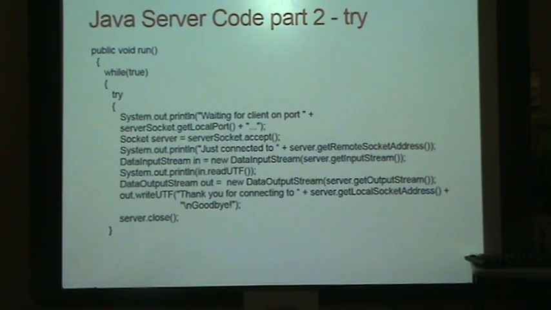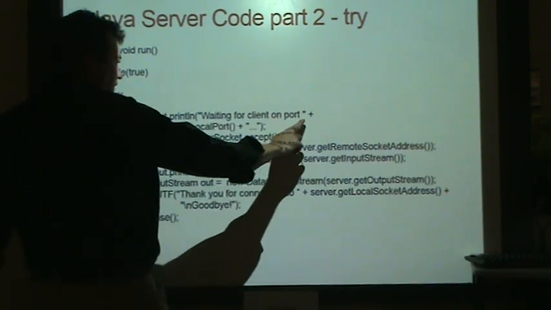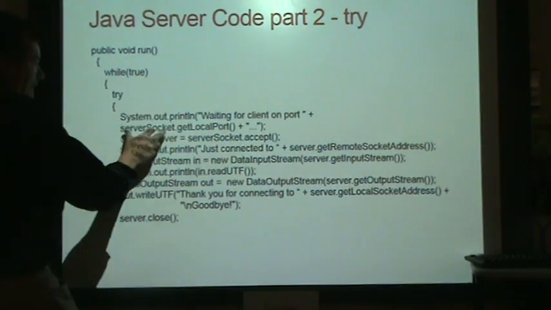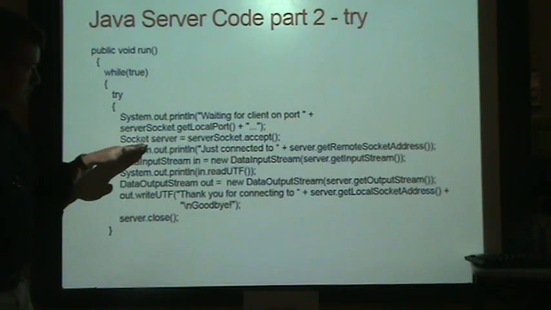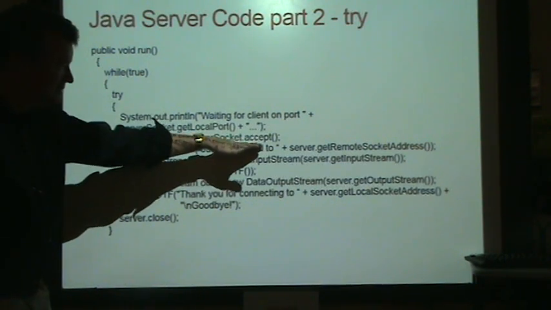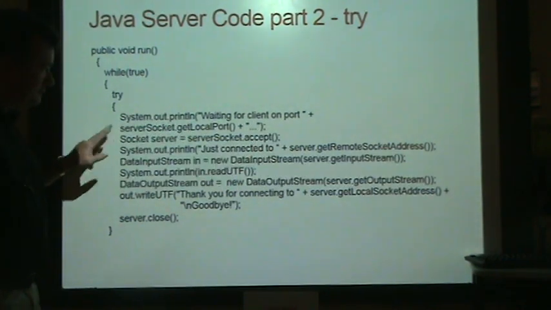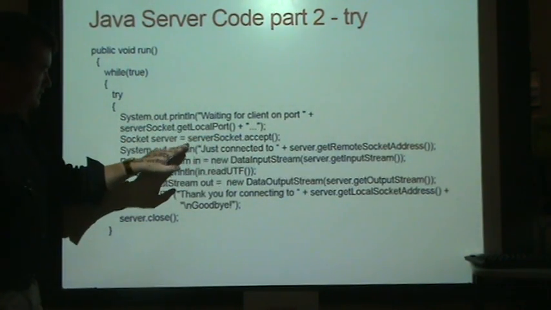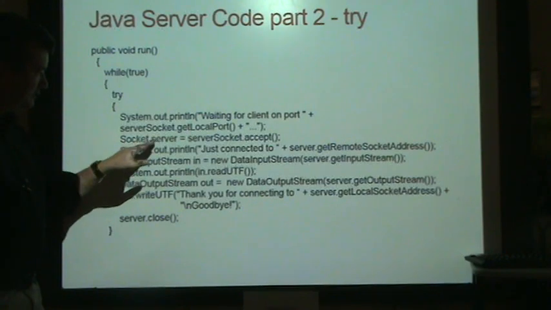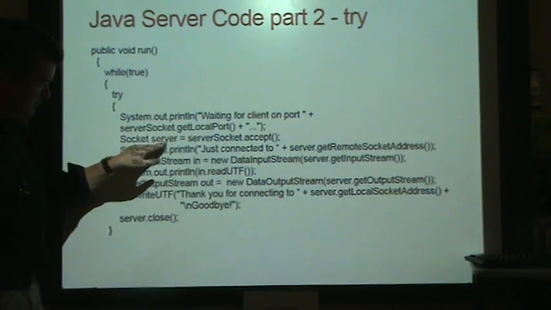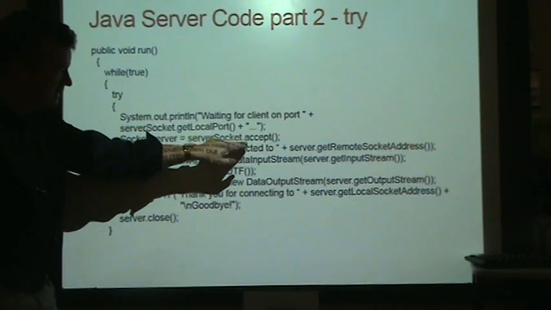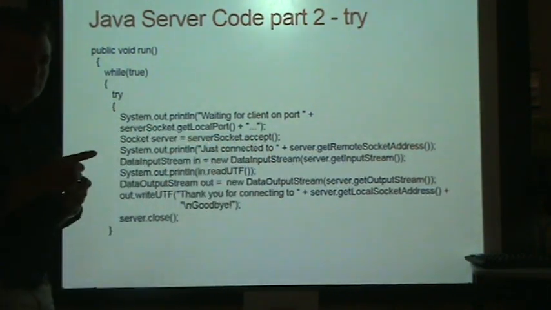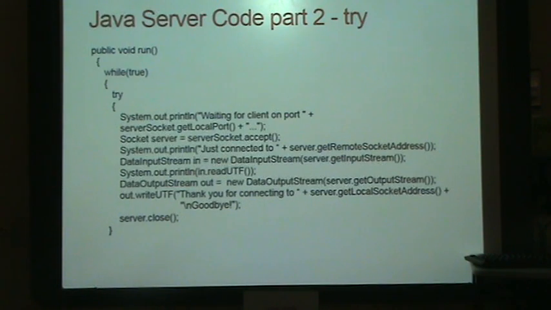And we're going to say, okay, so this is server code. It's going to say I'm waiting for client on port, and then we get the port number. So that's our port number on the server. And then we do an accept. So this is now the Java accept. We're actually taking a server socket called server of type socket, and we're saying server socket.accept, which is obviously calling the system call for accept.